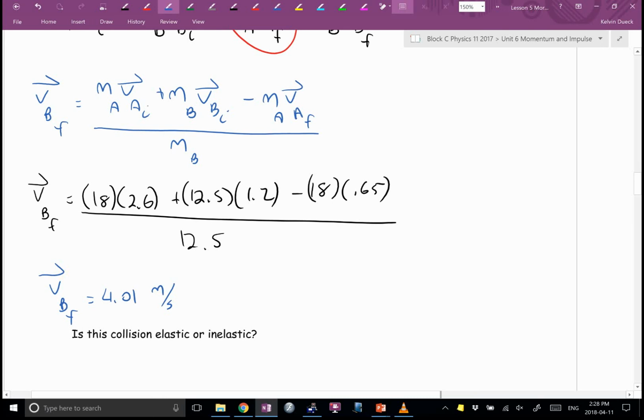Did it say magnitude and direction? Direction. Oh, okay.